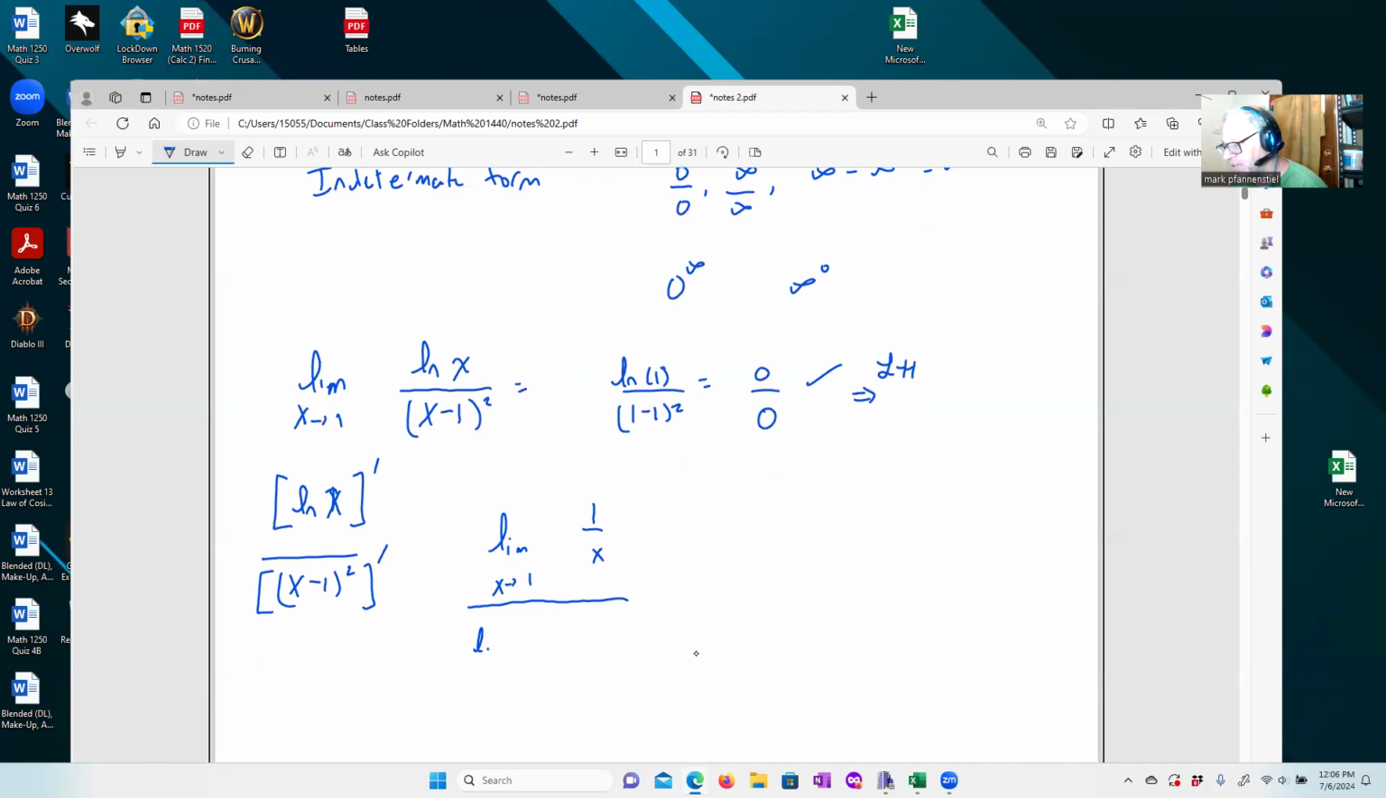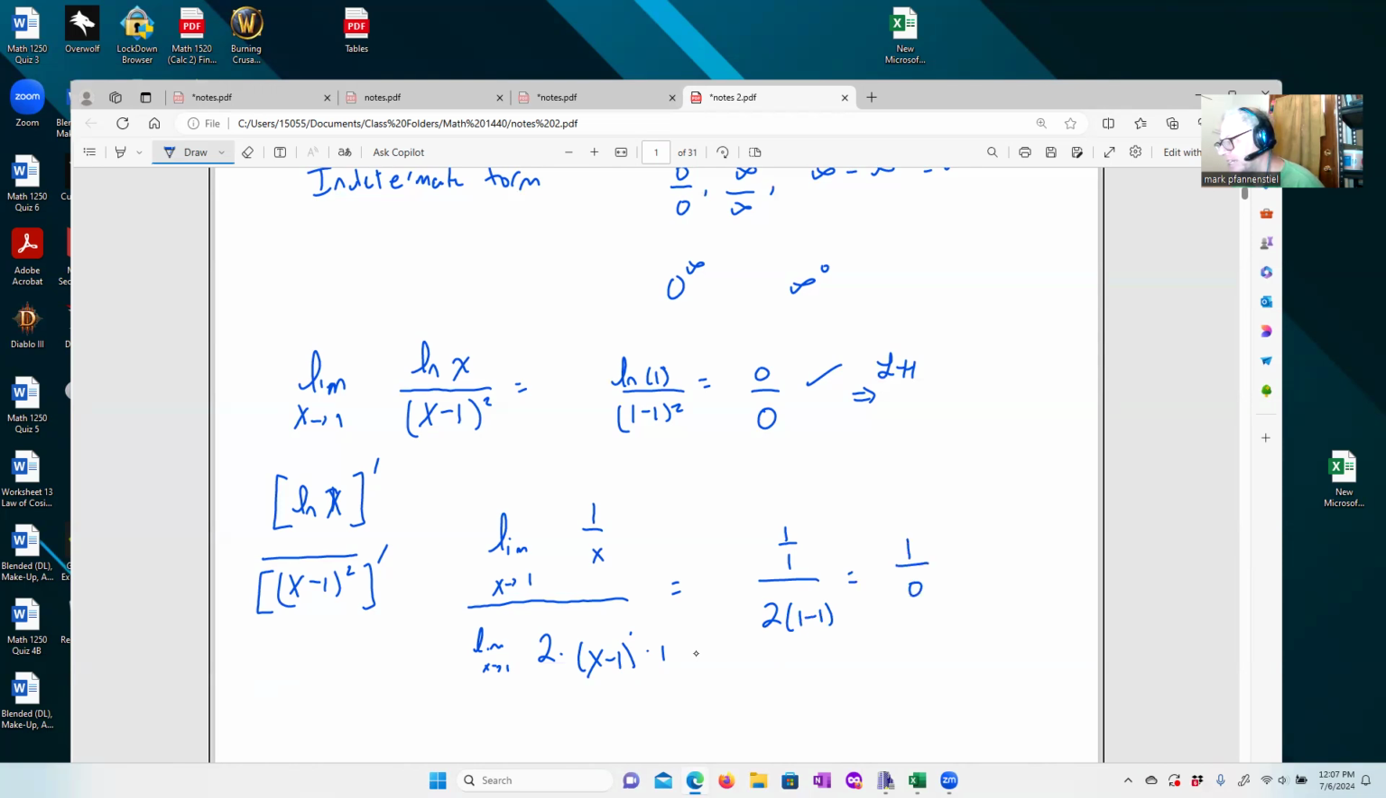So we still have limit as x goes to 1. You could have written this on the outside. I probably should have. But we have 2 times x minus 1, technically raised to the 1, times 1 for the chain. Okay? And now when I plug this in, right, we get 1 over 1 divided by 2 times 1 minus 1, which is 1 over 0.